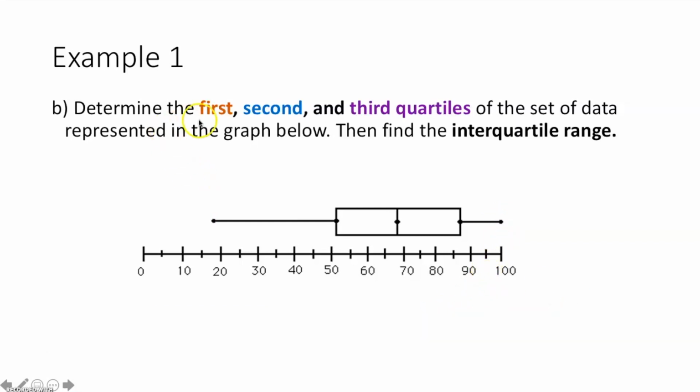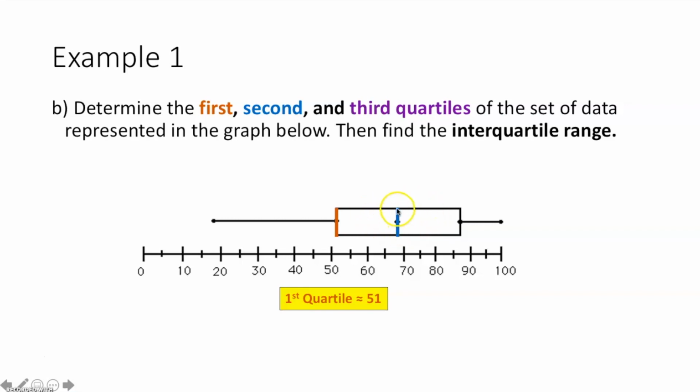Part B says determine the first, second, and third quartiles of the set of data represented in the graph below. Then find the interquartile range. So first quartile would be this part of the box right here, the left part of the box. So that is your first quartile. It looks like it's just about at 50, a little bit above 50, so we'll call it 51. So your first quartile is approximately 51. Then your second quartile is going to be whatever line is in the middle of your box and whisker plot.